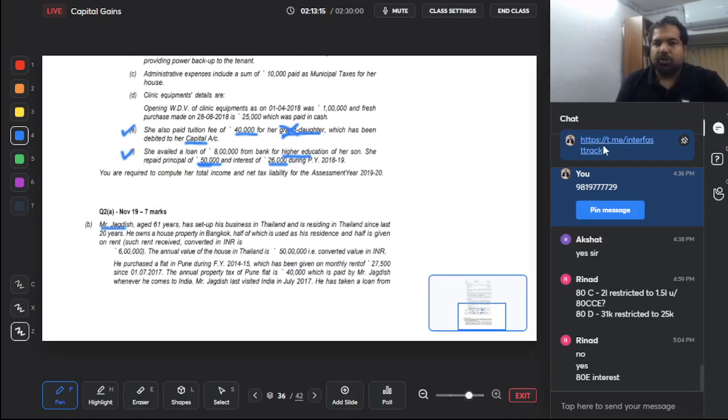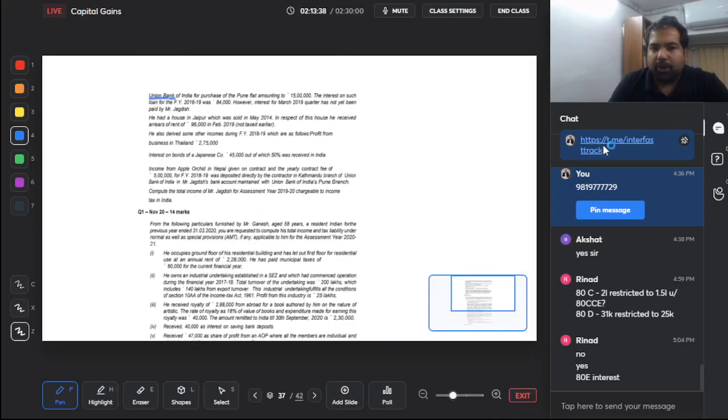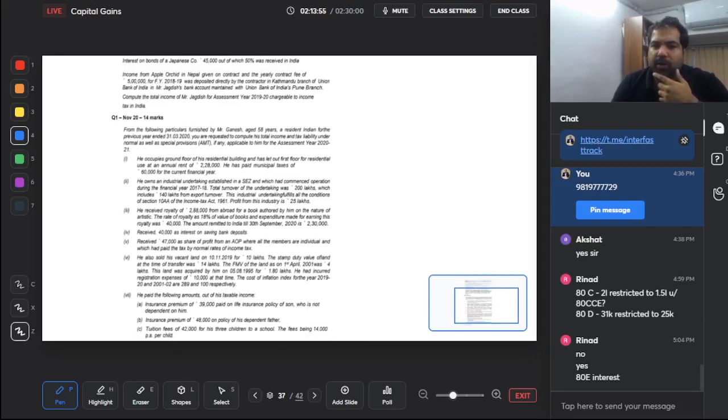There's a person called Jagdish, but indirectly, guys, somewhere there are hidden adjustments. Let's check. He owns a house property. For that, nothing much. He purchased a flat in Pune, which was given on monthly rent. He has taken a loan, guys, for this flat in Pune, from Union Bank of India for purchase of the Pune flat amounting to 15 lakh. The interest on the loan was 84,000. Interest has not been paid, so it's only interest. Had he paid the principal, he would have got a deduction under 80C. I hope you understand that. Rest everything is okay, no deductions here.